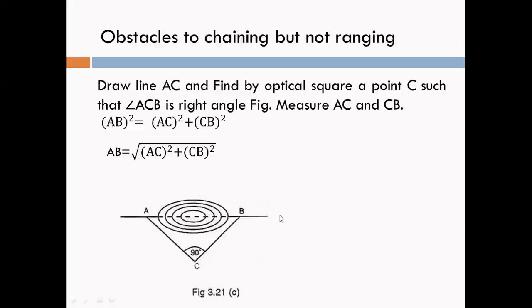Now see in figure. Consider point A and point B on the ground. A is our starting point on the ground. B is our ending point on the ground. In between A and B, some obstacles. For example, pond is here.